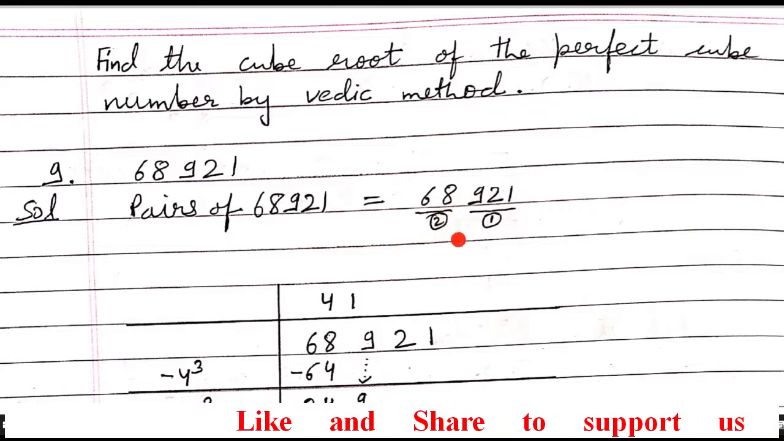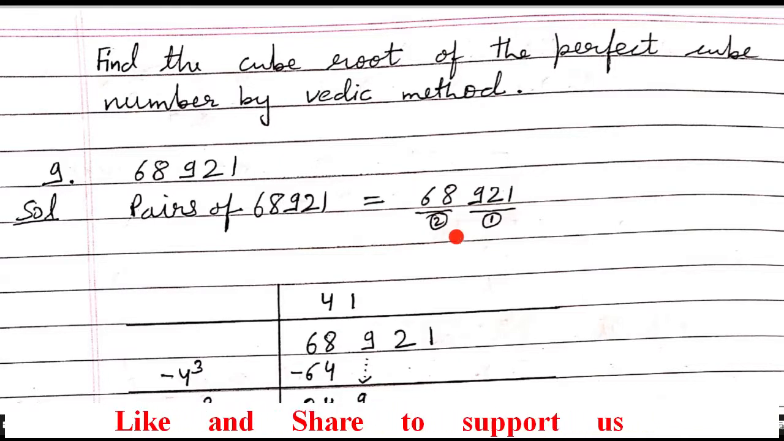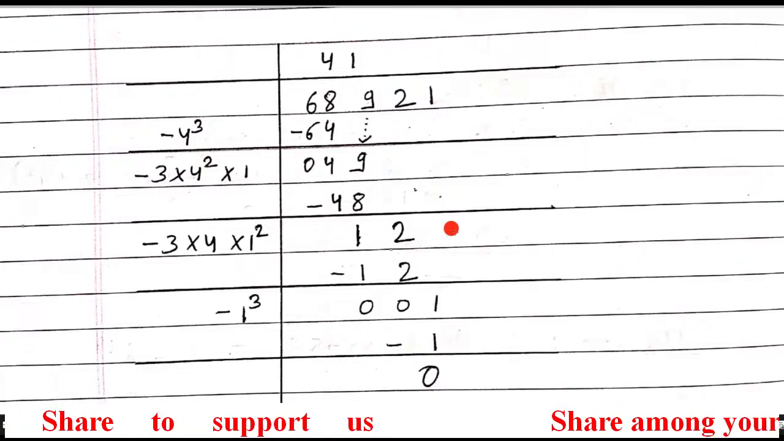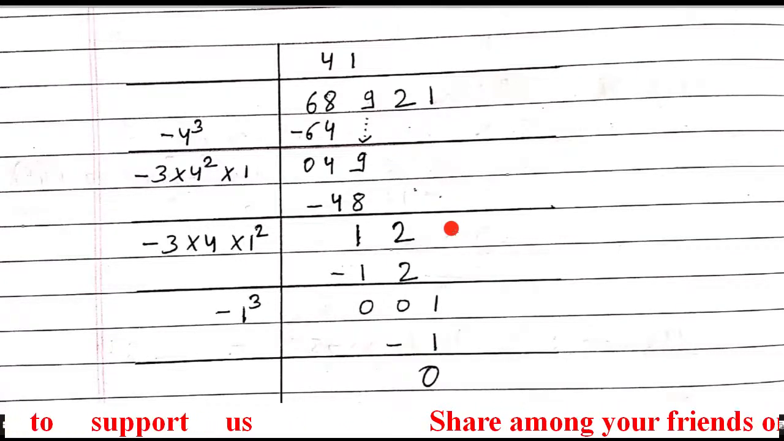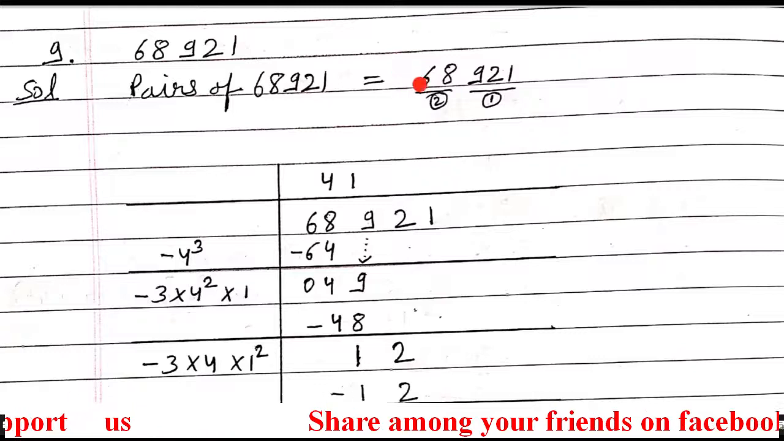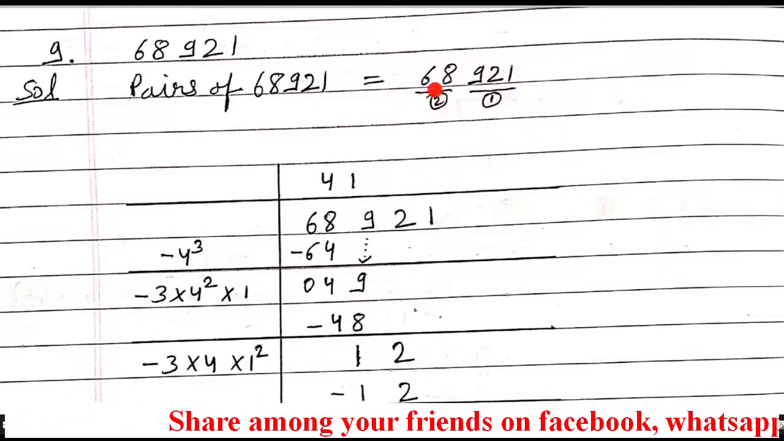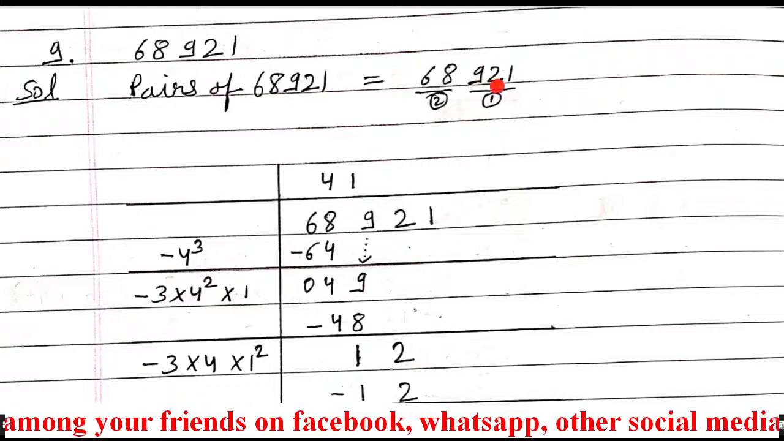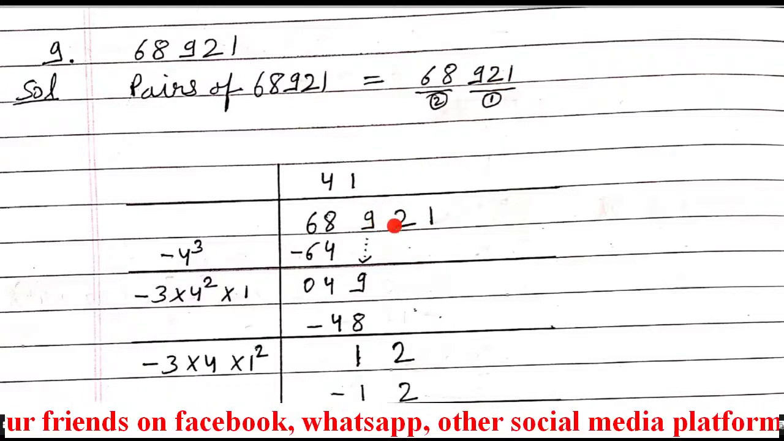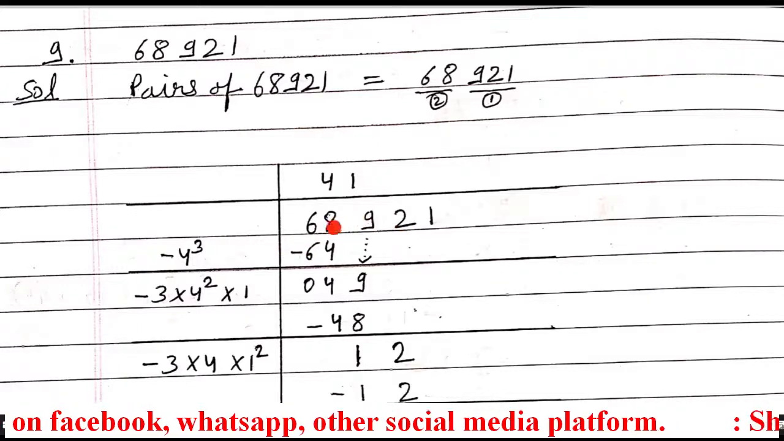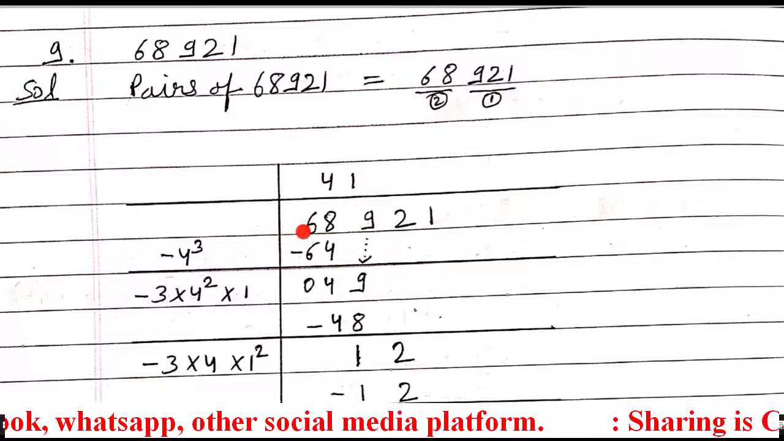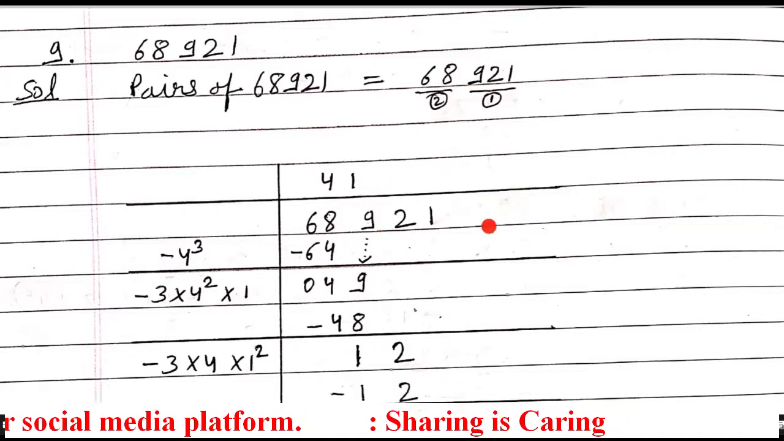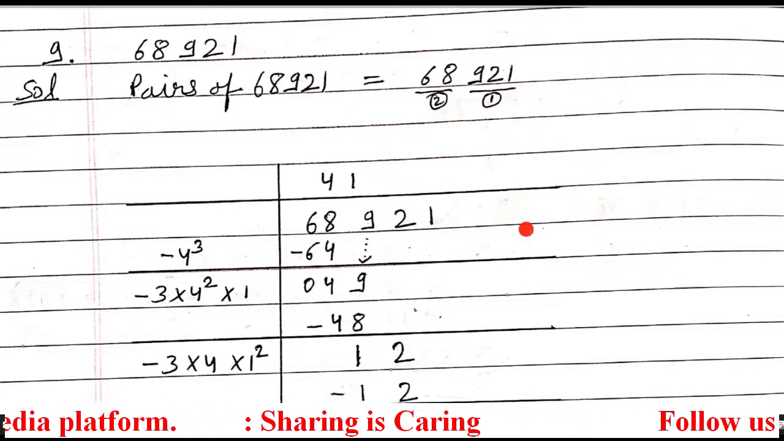Now we'll start the cube root process after forming the pairs. Just see the table format. This is the Vedic method table format to find the cube root. 68 is the first pair, so 68 is written down like this, and the remaining 3 digits are written down by creating some gap. Then we start from the front, that is 68. We have to think of a number whose cube is either 68 or just less than 68.